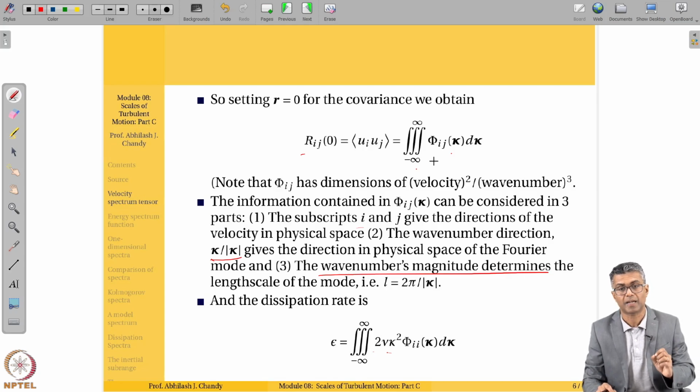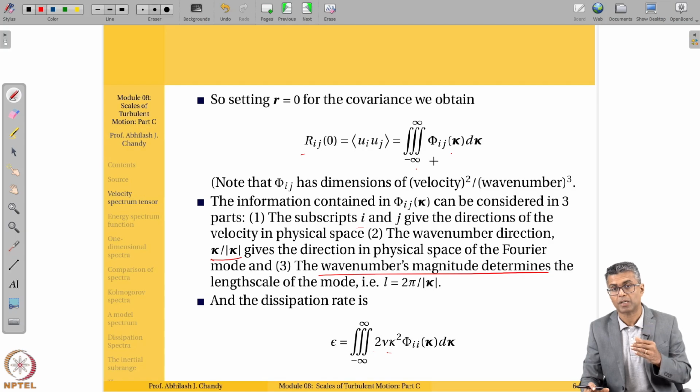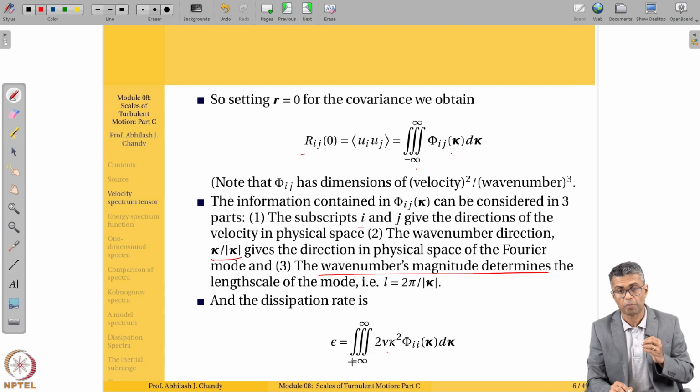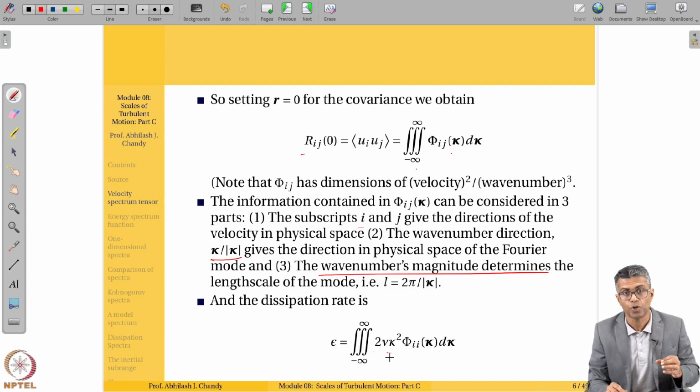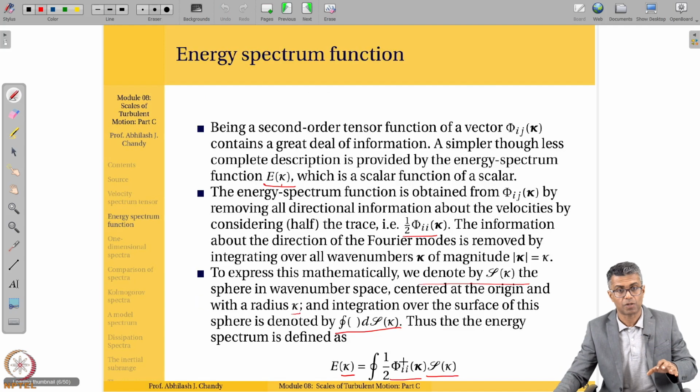So you basically get a single number by integrating the velocity spectrum tensor over all the wave number space. Now, there's another quantity that we'll need to get to in terms of getting something meaningful. But before that, if you remember, for the dissipation, one way to get the dissipation is 2 nu kappa squared phi ii. Ii means the same component of velocity. Yeah? So 2 nu kappa squared phi ii. So that's the dissipation.